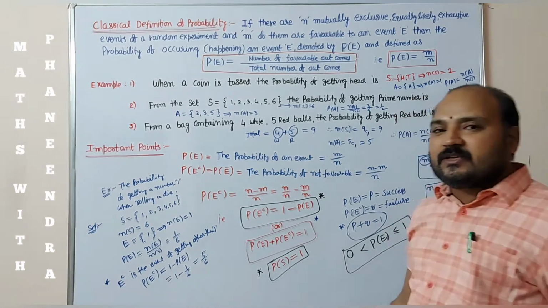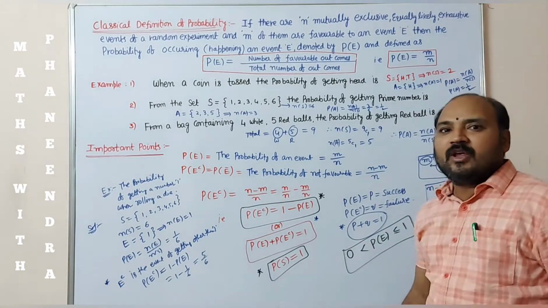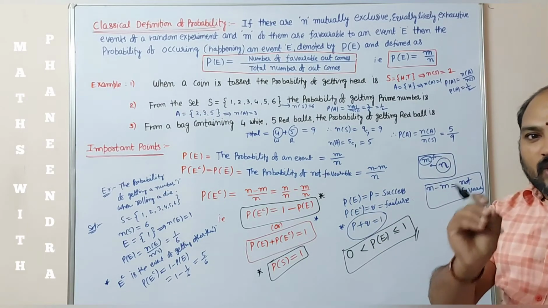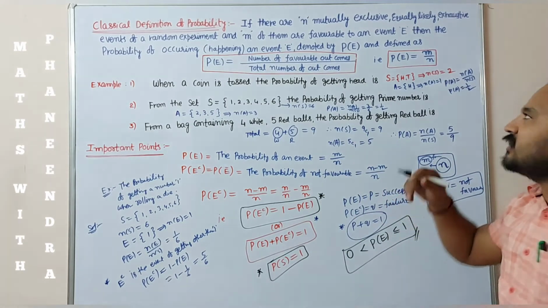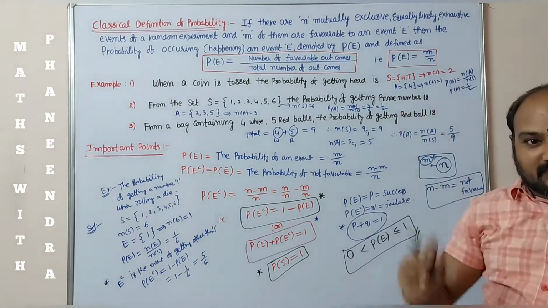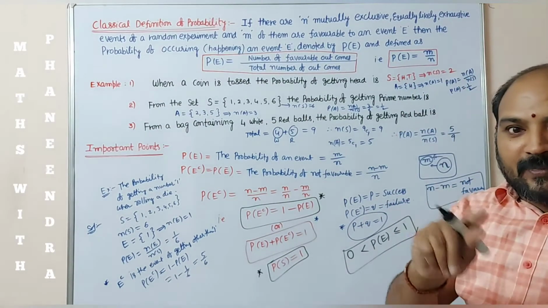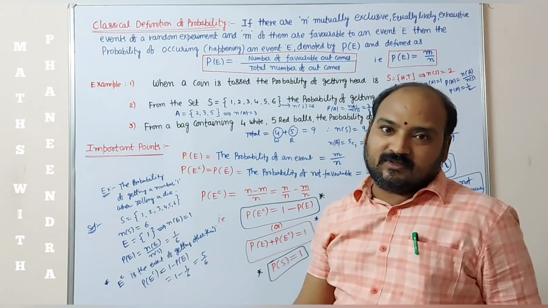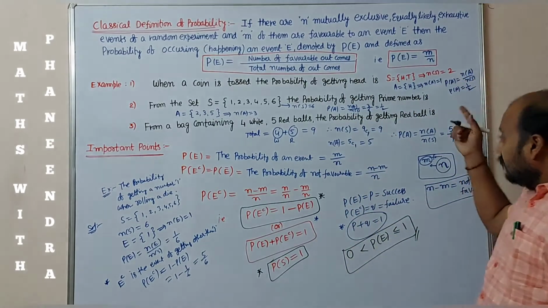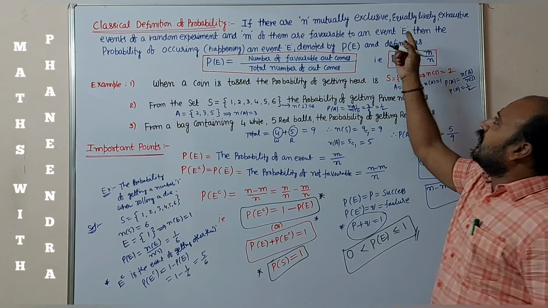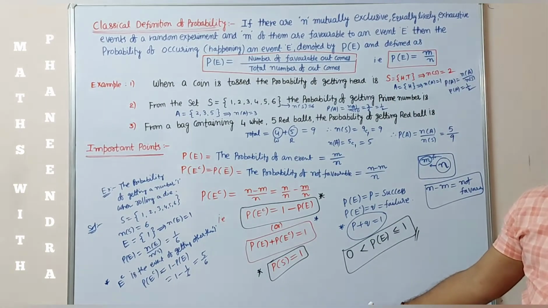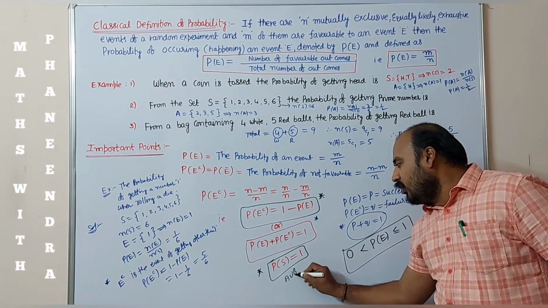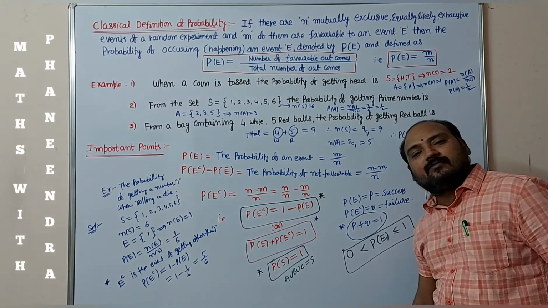Suppose in the sample space there are 2 to 3 sets: A set, B set, C set. A union B union C is equal to S. Why? Because they are mutually exhaustive events. A intersection B, B intersection C, C intersection A are disjoint, mutually exclusive events. Whenever it is like this, they can also be equally likely. So in that case, A union B union C is equal to S.